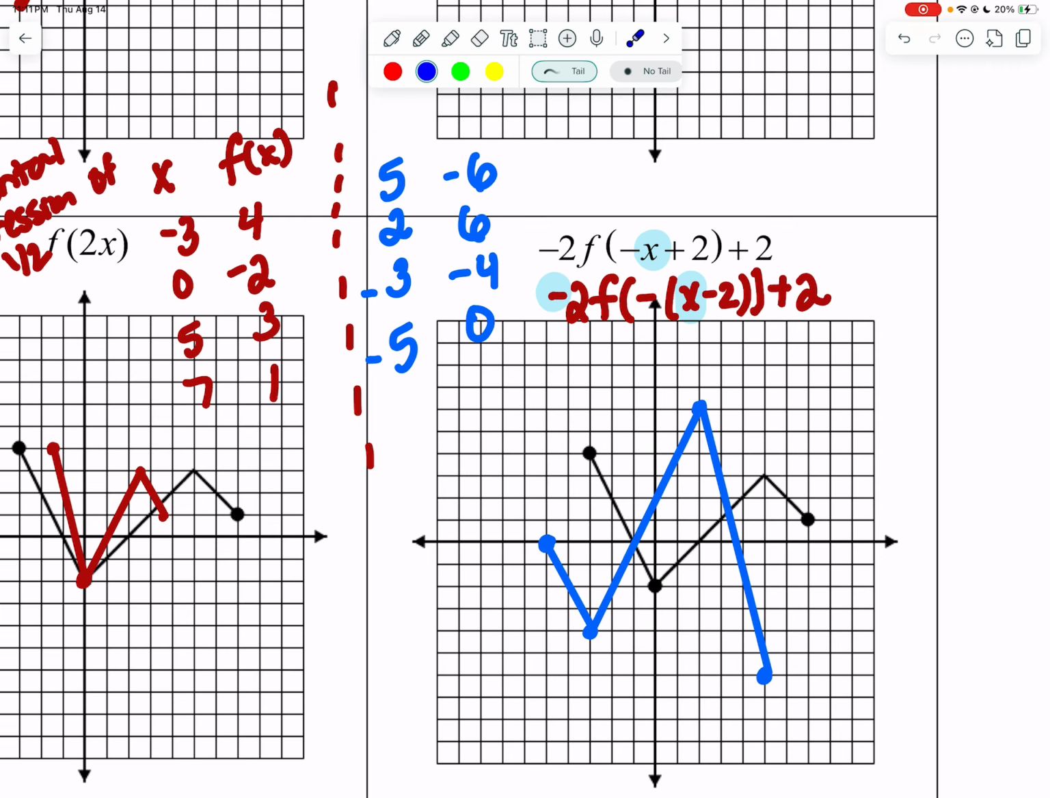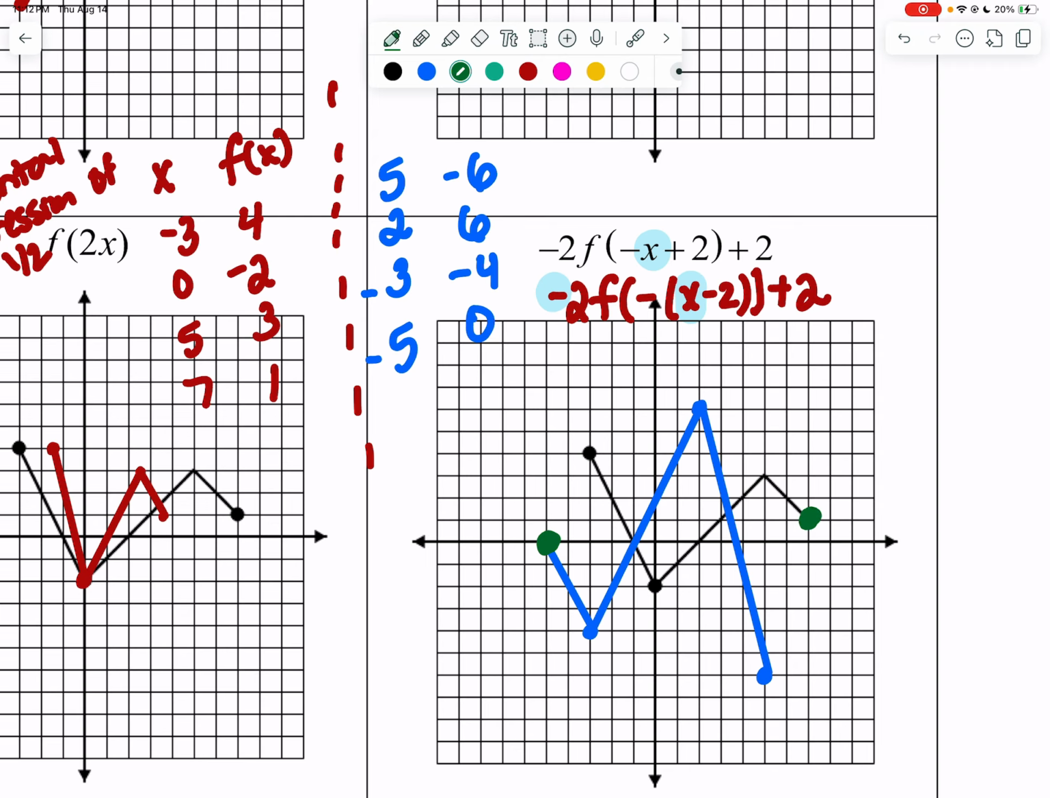So in this case, if I were to do 7, 1 here, I'm going to do a reflection across the x-axis and multiply by 2. So that becomes this right here. Then I'm going to do a reflection across the y-axis. So this becomes this right here. And then I'm going to go right 2, so that becomes this right here. And then I'm going to go up 2, which gives us this point right here. So this point in green corresponds to this point right here.